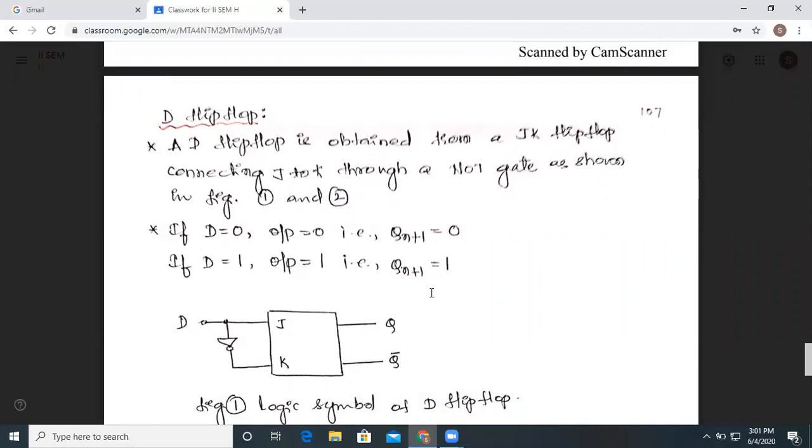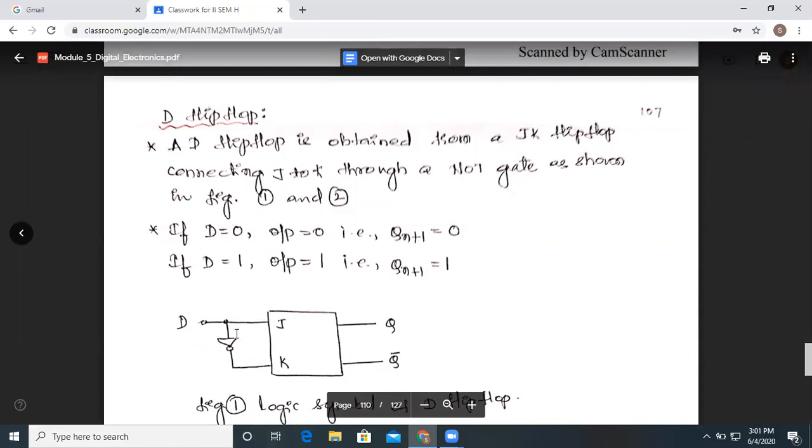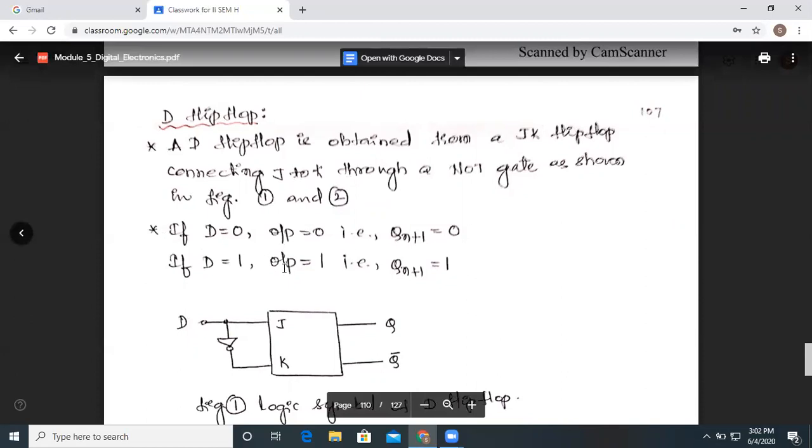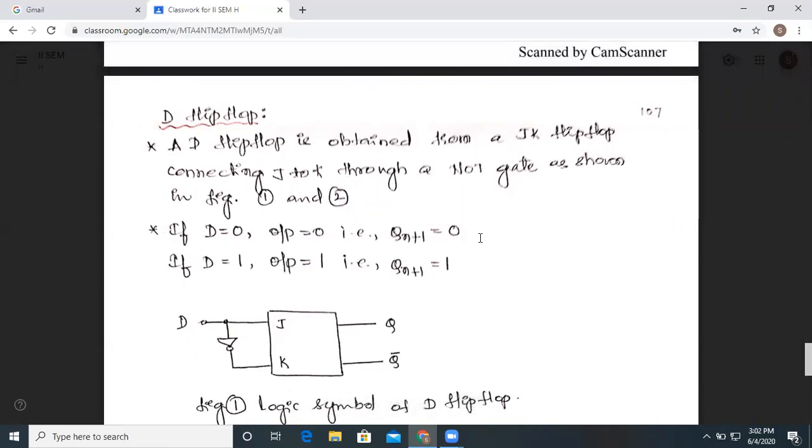How to convert a JK flip-flop into a D flip-flop? A D flip-flop is obtained from a JK flip-flop itself. The input D is connected directly to the J terminal, but K is fed through an inverter. That type of configuration is being shown over here. If D is equal to 0, then its working is like this: if D is 0, then we get Q as 0. If D is equal to 0, output is 0, that is Qn plus 1 is 0.